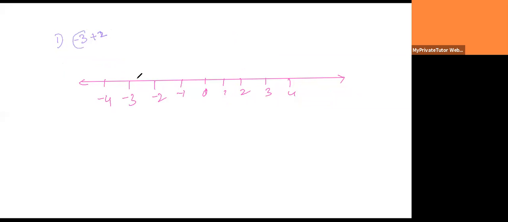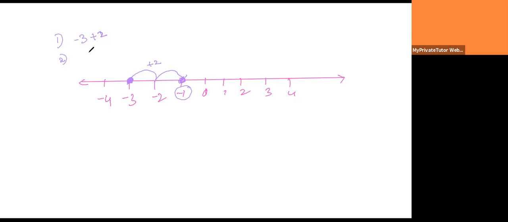So the starting number is -3. So we'll start with -3, isn't it? Plus 2 in a sense what? We are adding 2 to that. Adding means we are going towards the right side. So 1, 2. Okay, so this is the answer. Whatever value we get after moving 2 digits to the right side will be the answer.